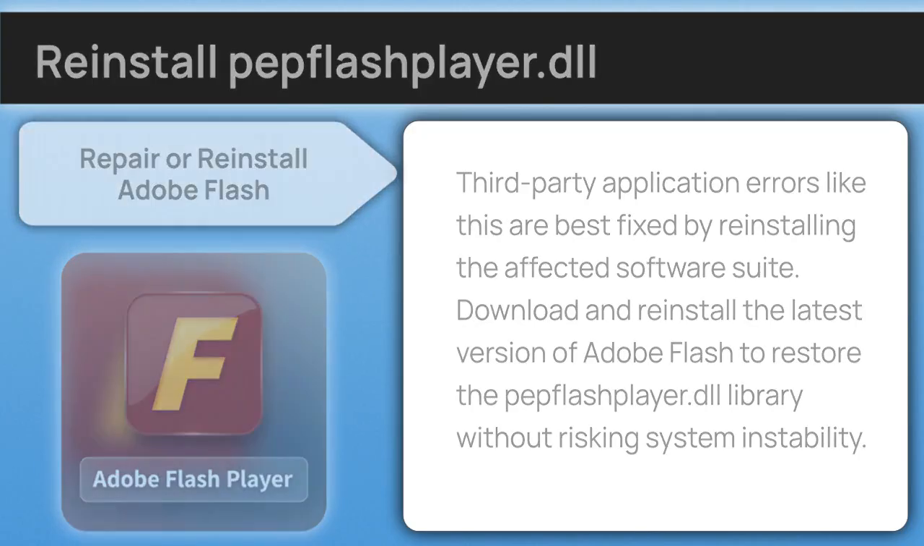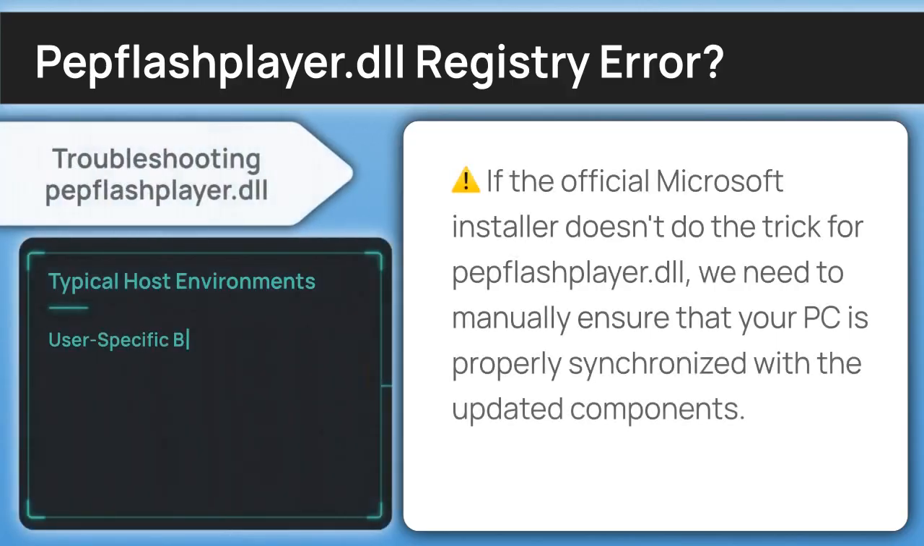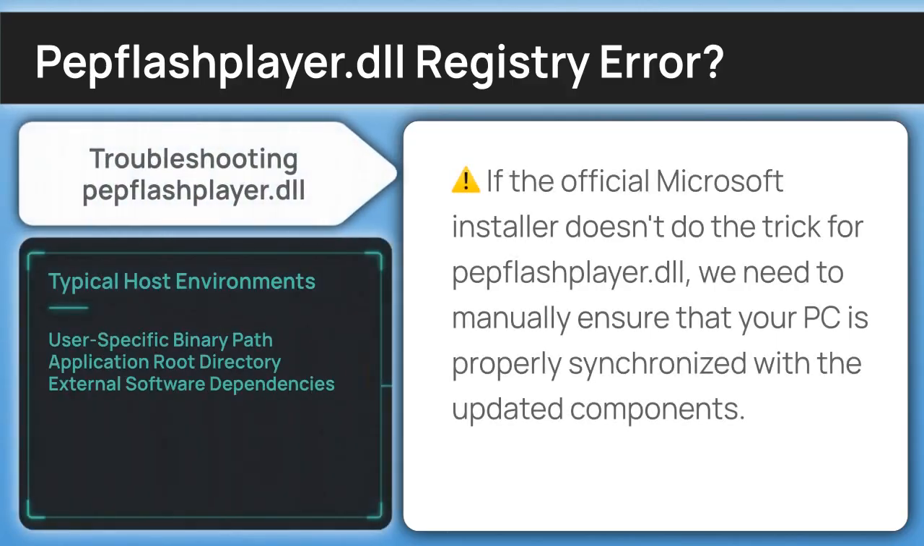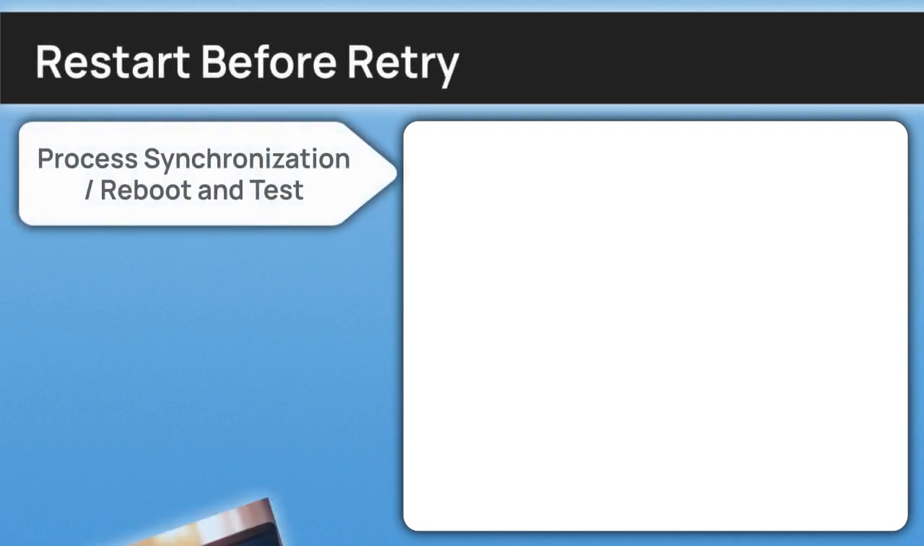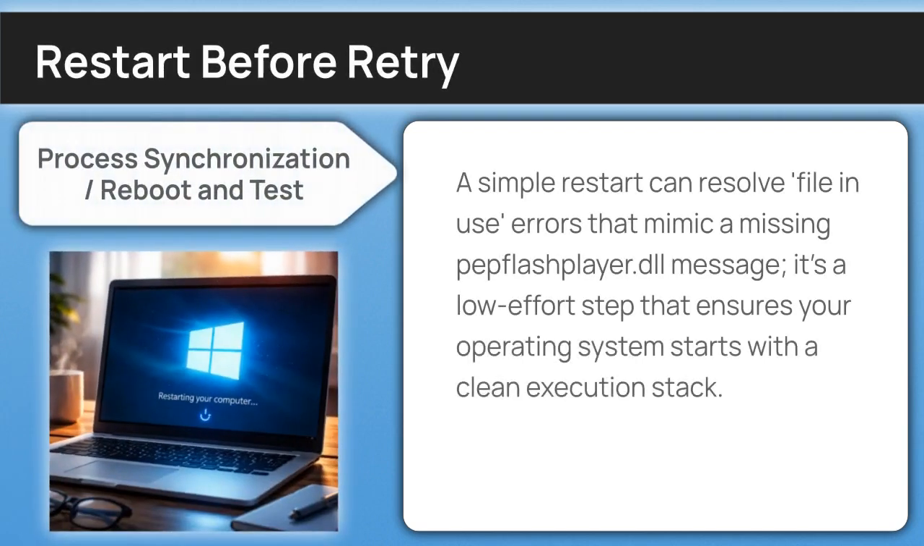If the redistributable repair didn't resolve the pop-up, the next logical step is to analyze the local environment for process conflicts. Performing a restart can determine if the error is just a transient environment glitch. A reboot refreshes your system's path variables and can sometimes re-establish a broken link to the PEP Flash Player file.